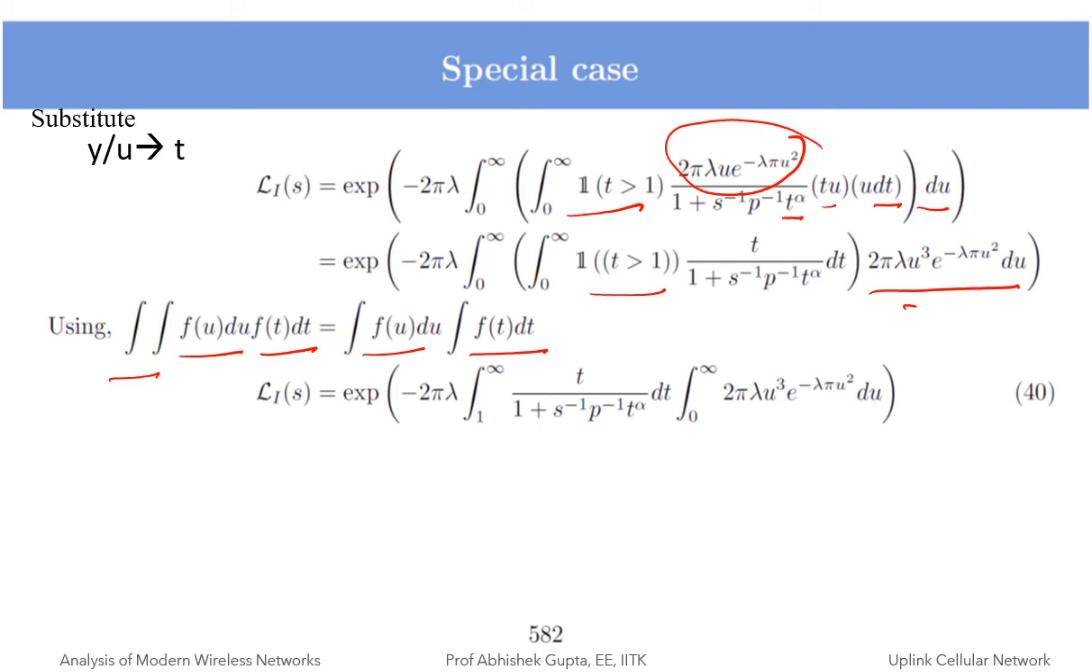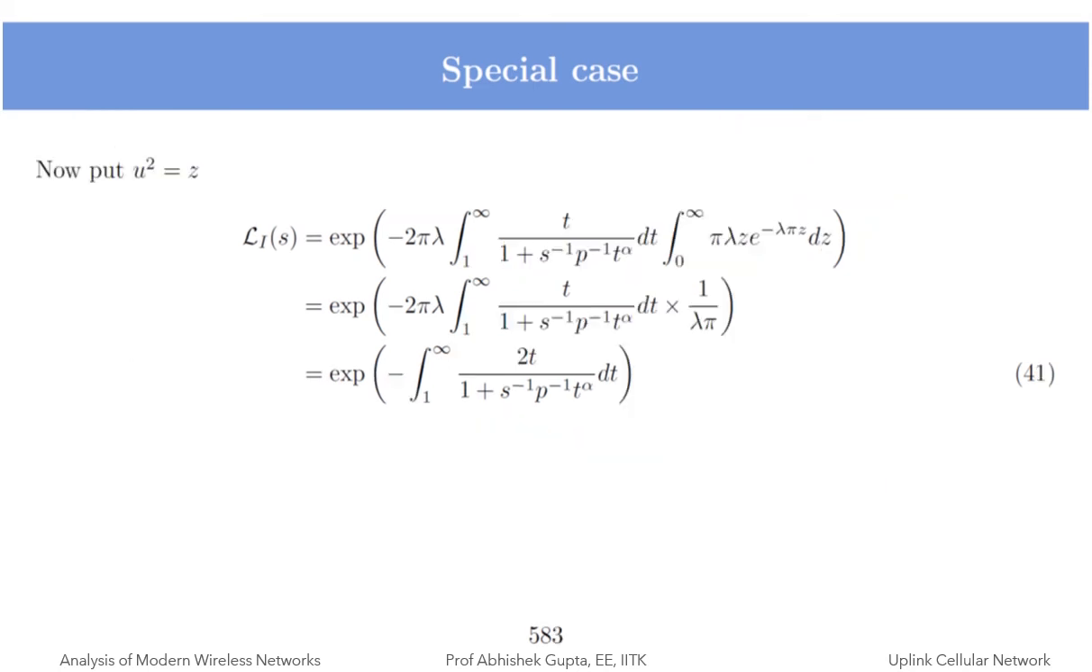So if you follow this, one integration with respect to t and one integration with respect to u, and then t has a limit, that t is greater than 1, so that limit will become 1 to infinity. Then we can do some more substitution. I can put u square equal to z, and this u integration can be written like this. Now this is really simple. There is integration of z e to the power minus lambda pi z dz. This can be solved very easily and it will become 1 upon lambda pi.